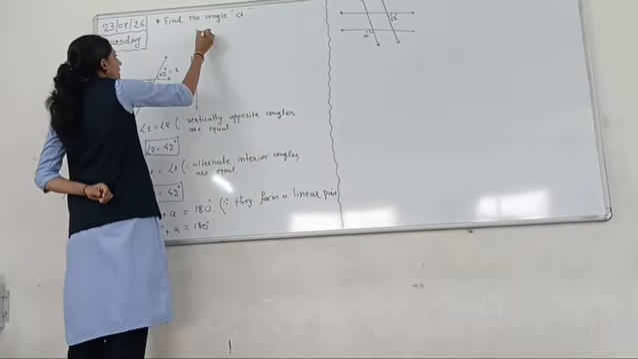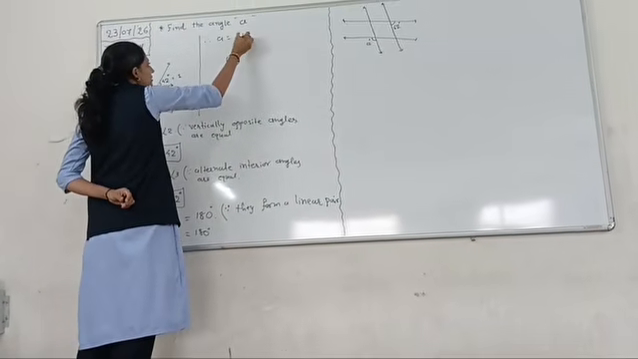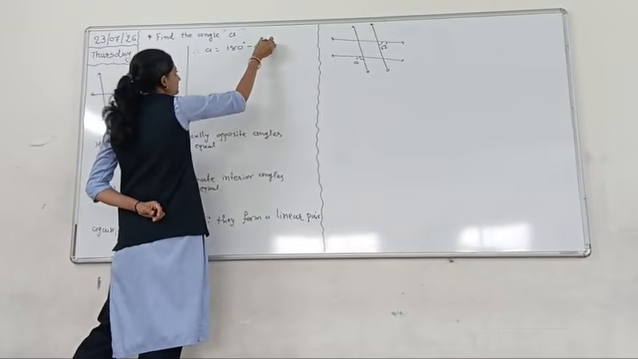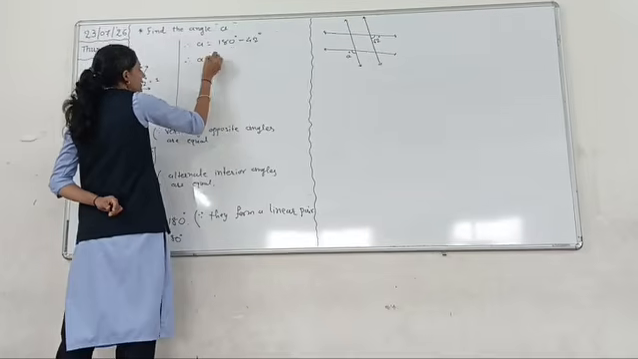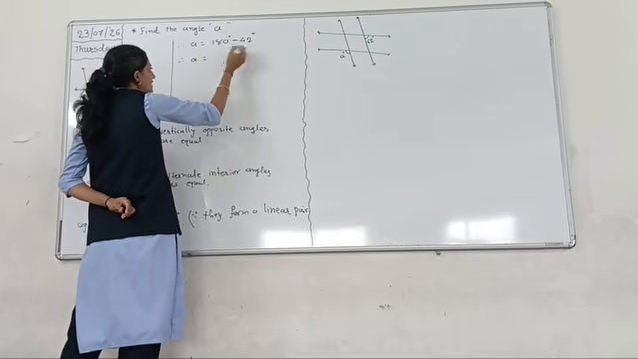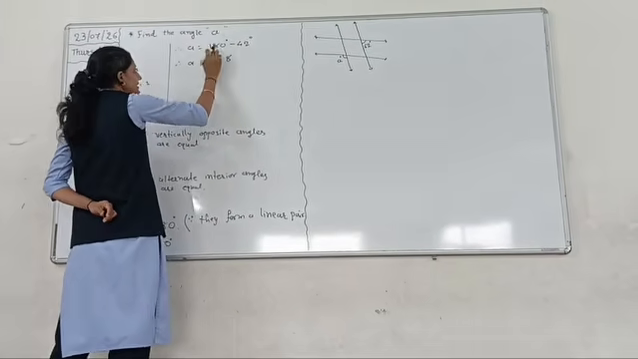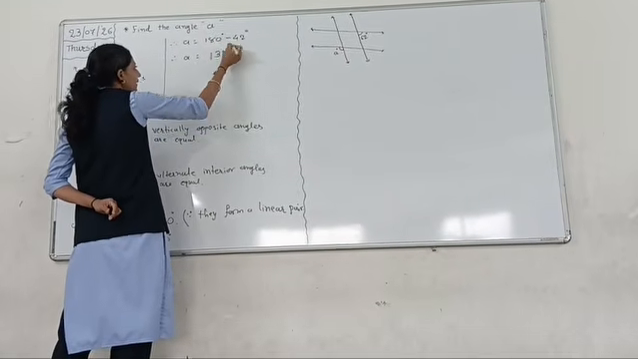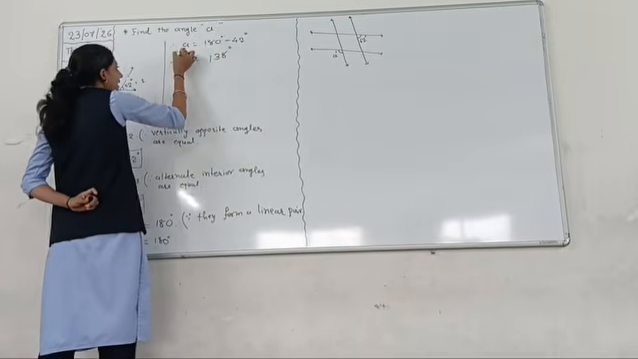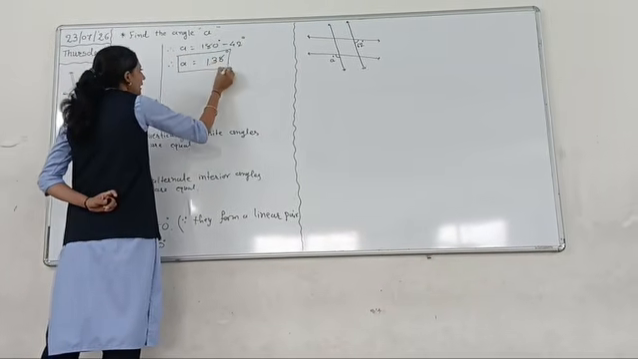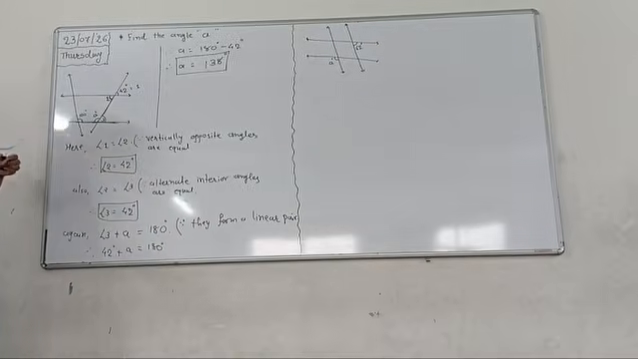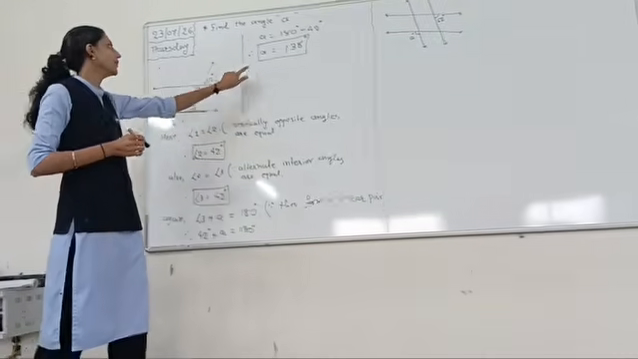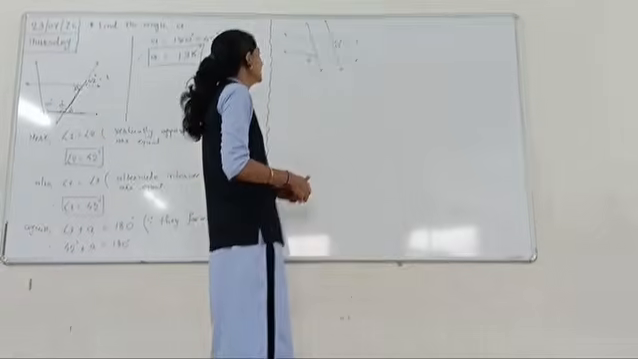Therefore A equals 180 degrees minus 42 degrees. So we get the answer: 10 minus 2 is 8, 8 minus 1 is 7, 7 minus 4 is 3, and 1. So we get the angle A equal to 138 degrees. Okay, so we find this angle A is 138 degrees.